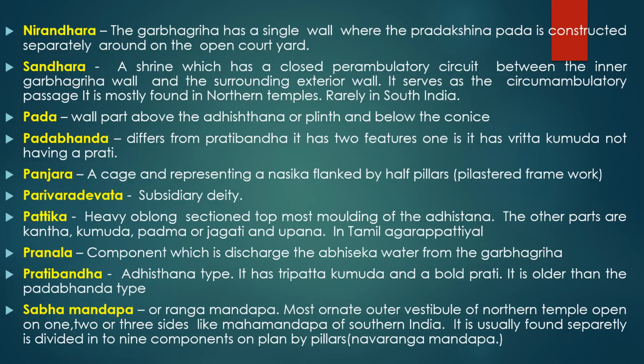Pranala: this component discharges the Abhisheka water from the Garbhagriha. Generally, we have it on the northern side, attached to the northern wall of the temple Garbhagriha.